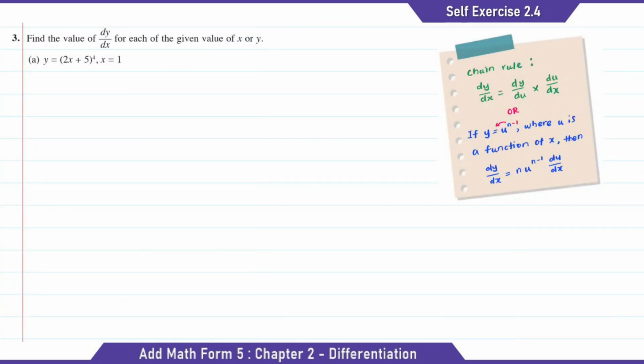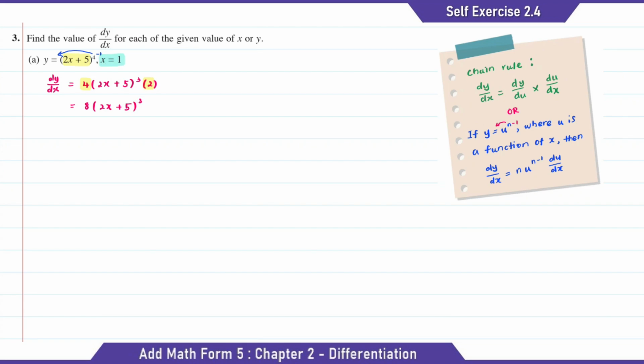Question number 3. Find the value of dy/dx for each of the given values of x or y. Question A. y equal to 2x plus 5 to the power of 4. So when we differentiate this, we're going to get 4 bracket 2x plus 5 to the power of 3. Then differentiate the terms in the bracket. The answer will be 2. Multiply the 4 with it, then the answer will be 8 bracket 2x plus 5 to the power of 3.